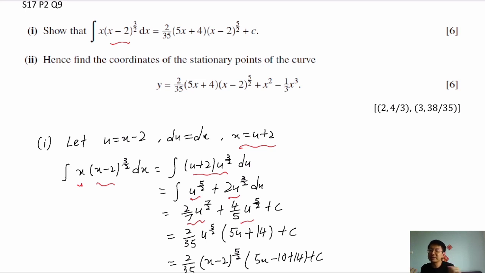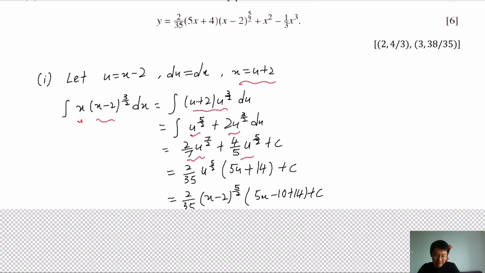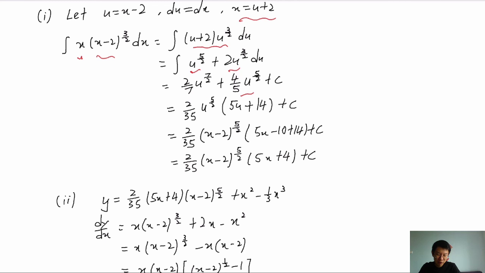Okay, so how do we get what is required in the result? If you look at the result, we have something like x minus 2 to the power of 5 over 2. So we know that we need something like u to the power of 5 over 2. The first thing we can do is look at the constants we have here, 2 over 7 and 4 over 5, because in the showing we need to prove that we have 2 over 35.